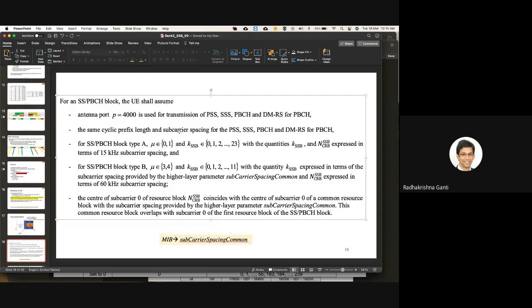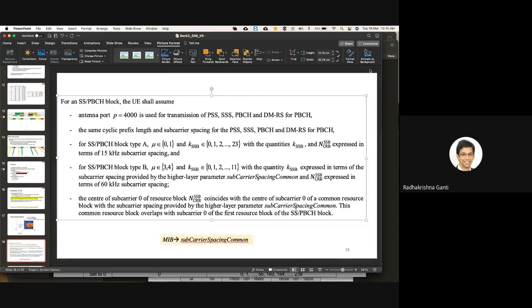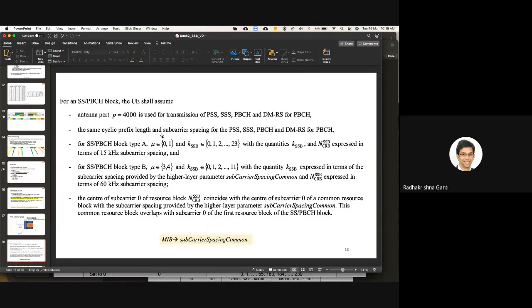Another thing they're saying is the same cyclic prefix and subcarrier spacing is used for the entire SS block. So there's no difference in that.